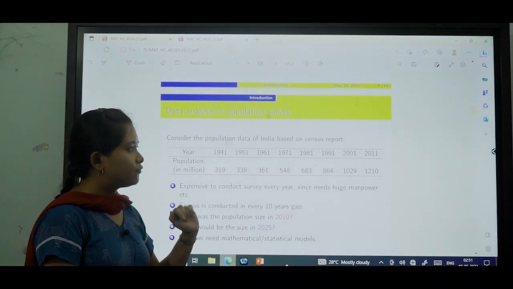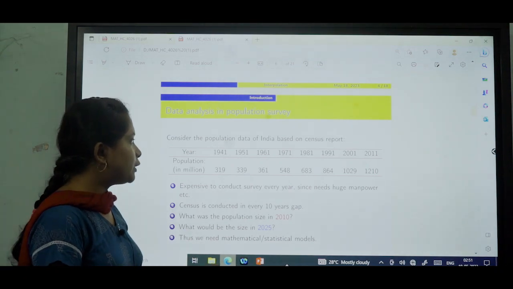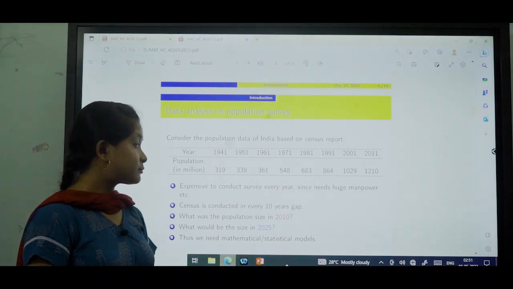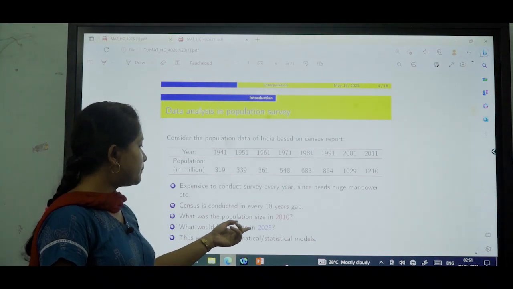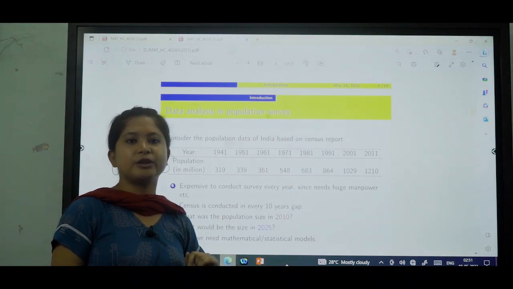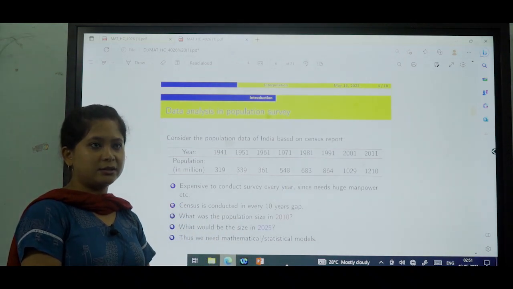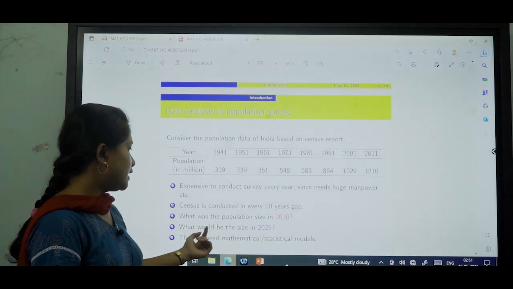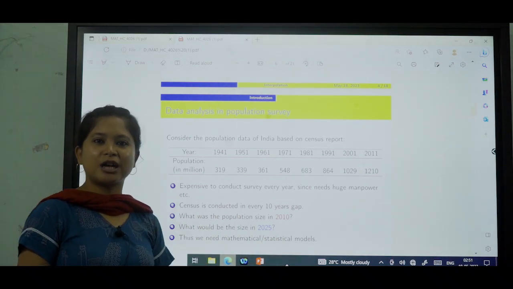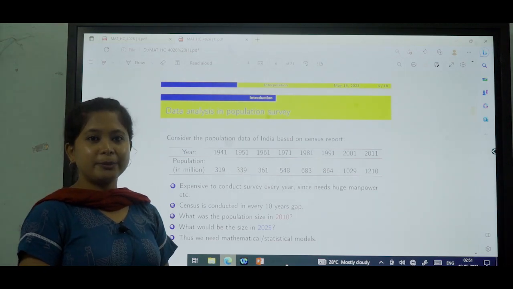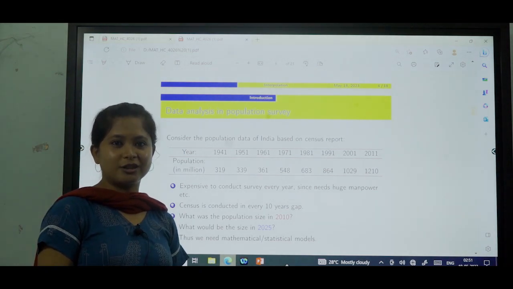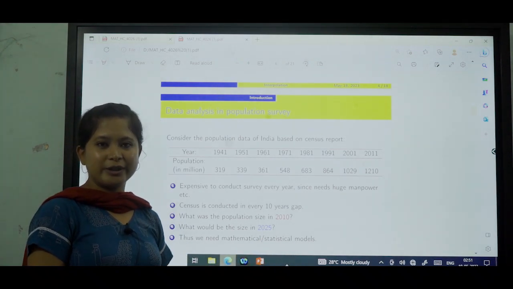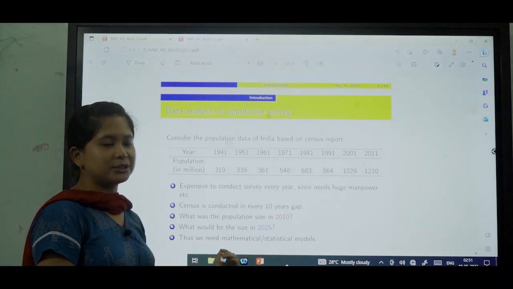Now from this, if I ask you what will be the population size in 2010, what will be your answer? Or if I ask you what will be the population in the year 2025, what will be your answer? At least for this class we will be omitting the question of the size in 2025, because in that case we will be predicting the future, and that comes under the category of extrapolation. So, for this class we can omit this question.